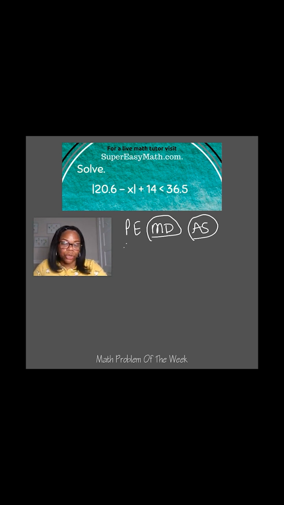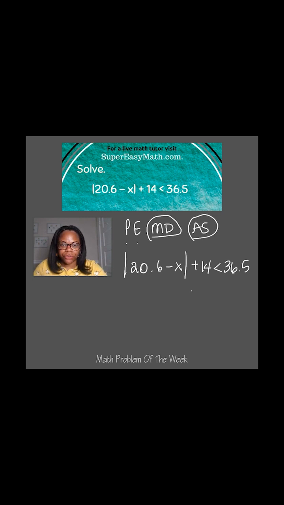Yes, I do. Well, the only problem is we have a variable inside it, so I can't really do anything with this. Like, I can't subtract x from 20.6 because I don't know what x is. So I'm just going to keep going. The next thing is E. Do I have any exponents? I do not. So now I'm going to come to my next one, M and D. Do I have any multiplication or division? I do not. What about addition and subtraction? I do. In fact, those are the only two signs I see.